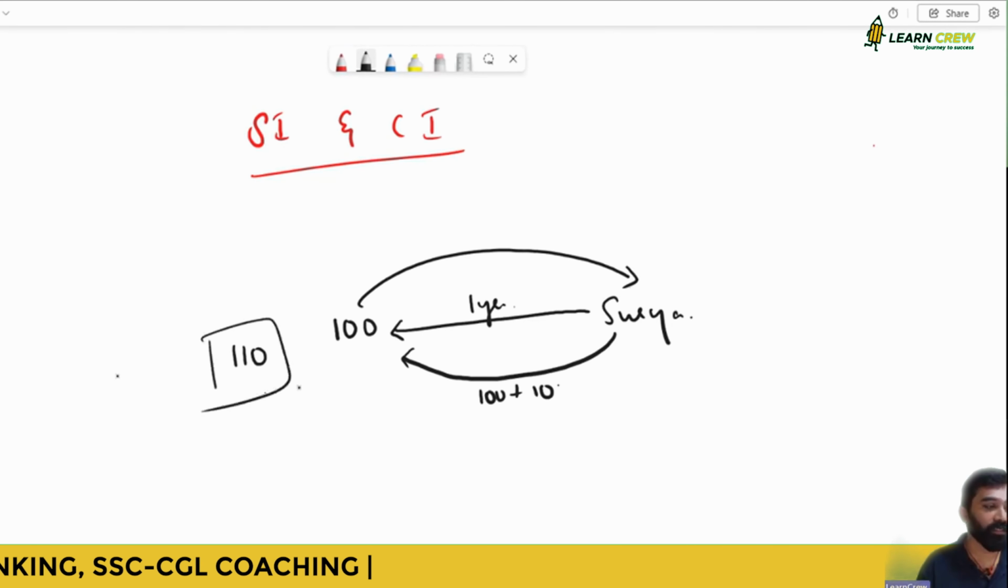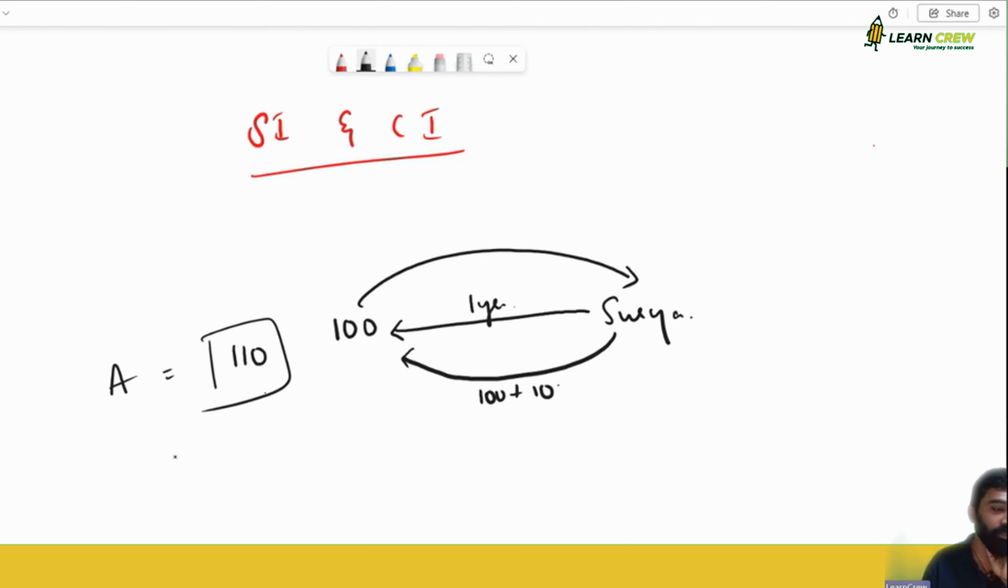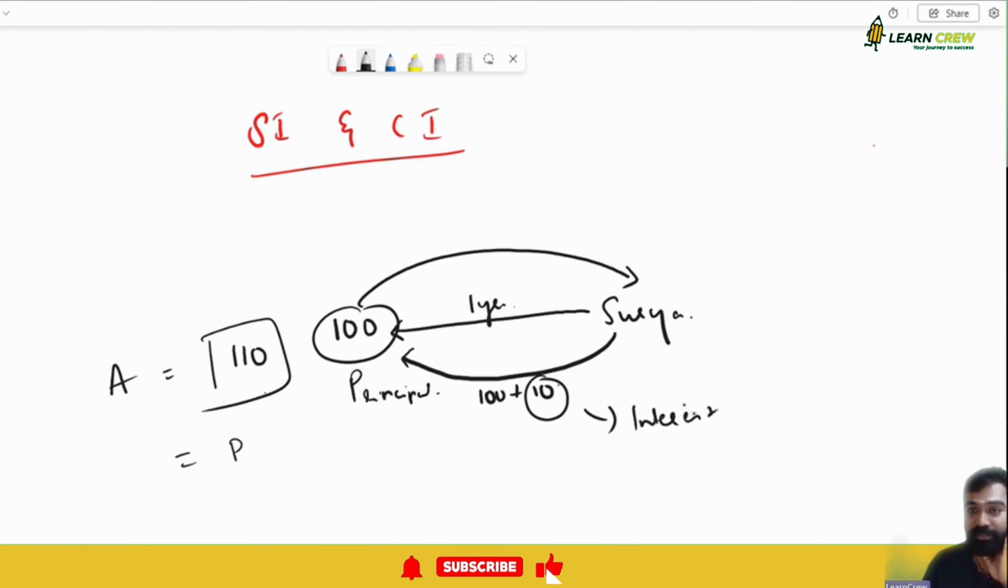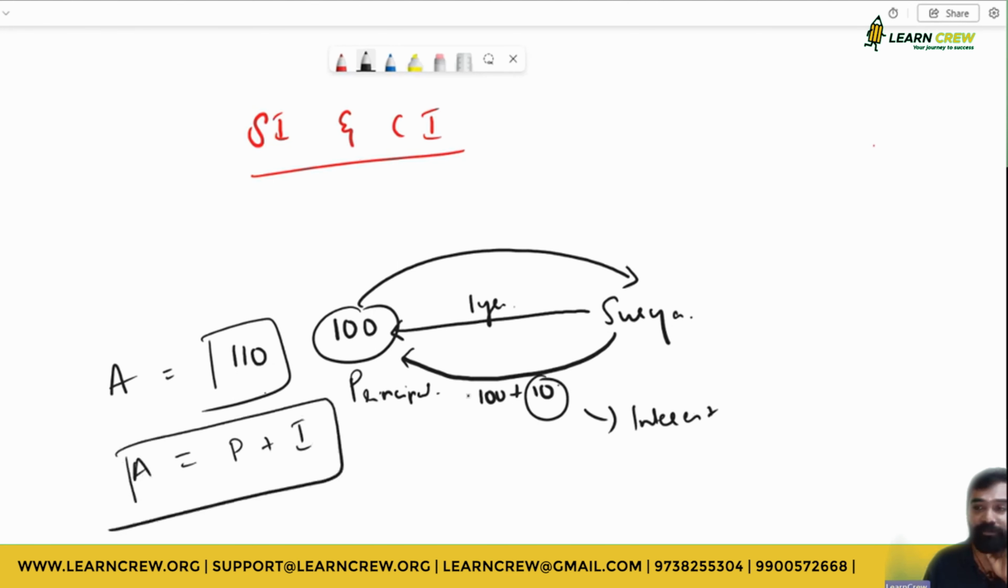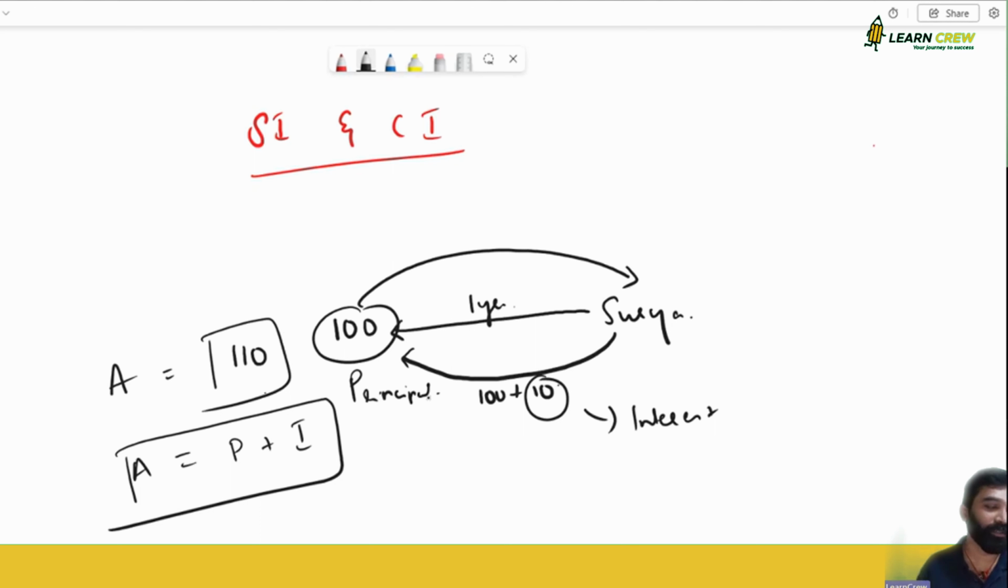What is this amount? How did I get this amount? This is called the principal amount. And this is called the interest component. The principal plus interest is going to give me the amount that I'm going to get back. Very basic thing. Right? The amount is equal to the principal plus the interest that I get.